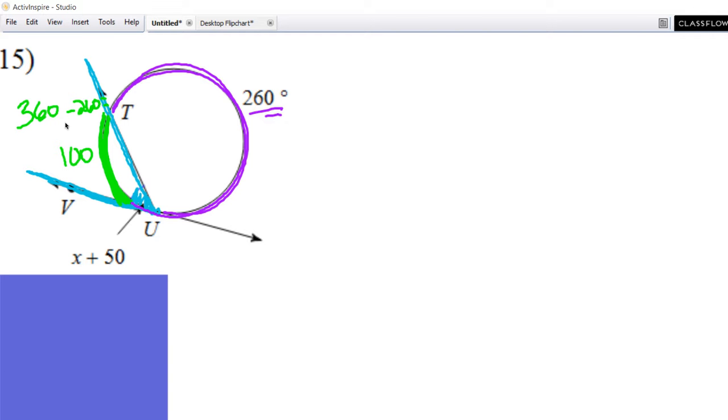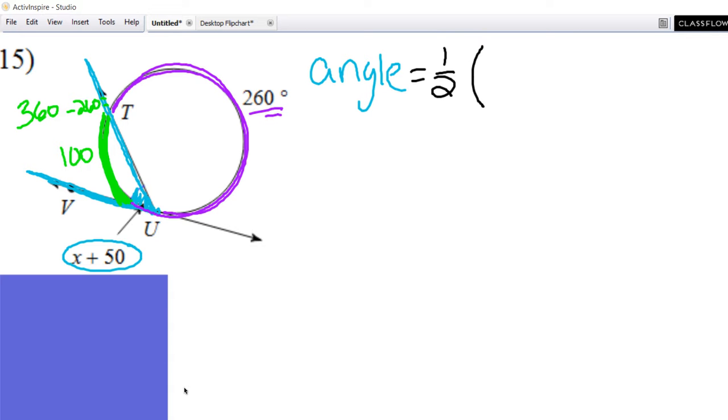Once we solve for our arc, now we can work with our formula. The formula says we're going to use our angle. Our angle is x plus 50. So the angle goes first. Always remember we have angle equals 1/2 the intercepted arc. That's our formula. So my angle is going to be x plus 50.